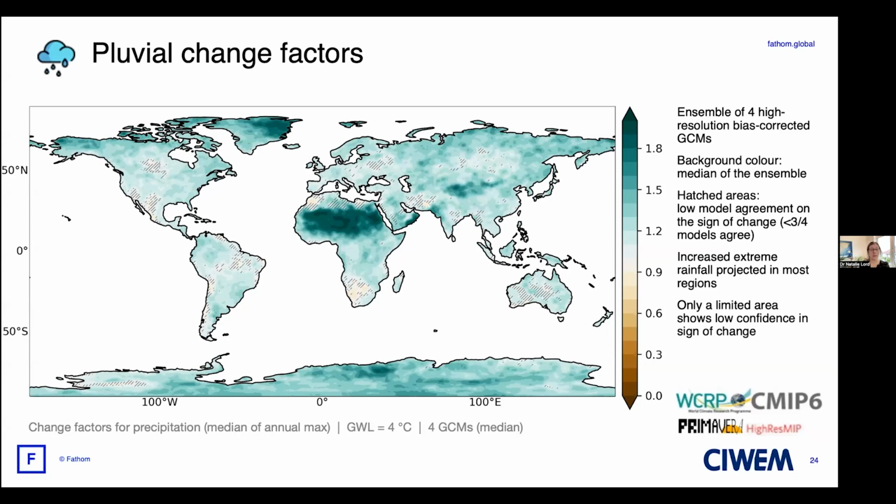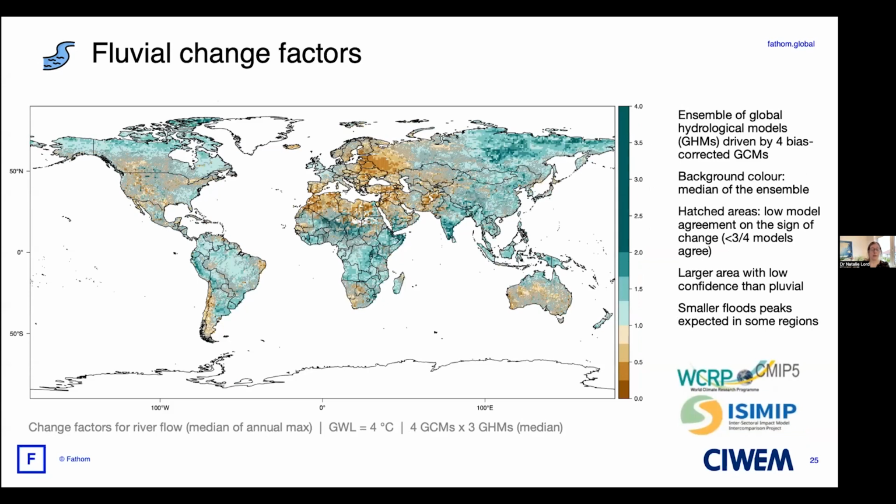Next slide, please. This is an example of a set of fluvial change factors from our global model, which were produced using an ensemble of 3 global hydrological models forced by 4 bias-corrected global climate models as part of the CMIP5 ISIMIP2B project. And the background colour represents the multi-model median of the change factors for river flow for a global warming level, again, of 4 degrees Celsius. And once again, the hatching on the plot shows areas with low model agreement on the sign of change, so fewer than 3 of 4 models projecting the same sign of change in flow.